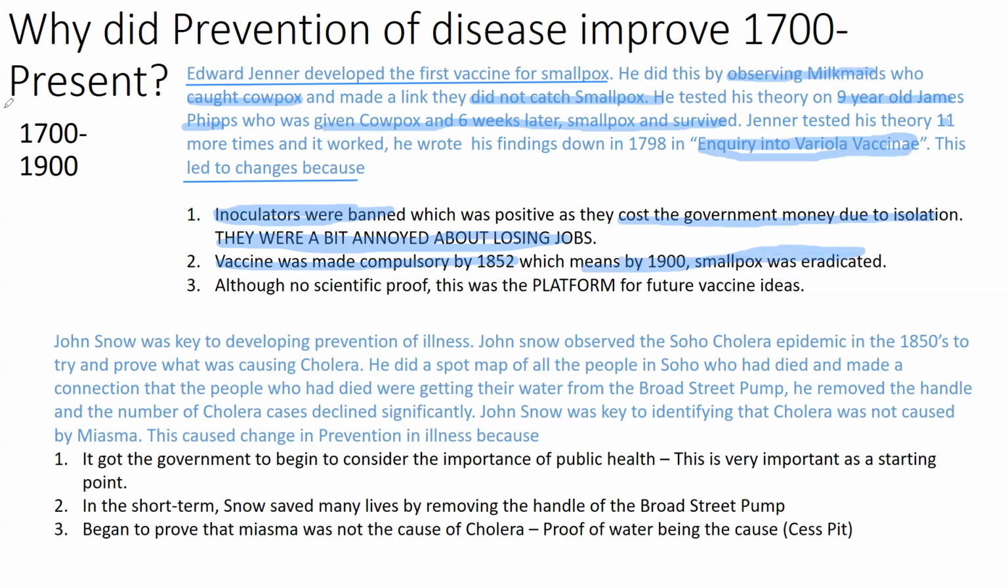And then I think this is quite an important point here. Although there was no scientific proof, Edward Jenner's was purely an observational finding. This was the platform for future vaccine ideas. What I mean by that is that around 1860, we started to develop vaccines. So Pasteur developed a vaccine for chicken cholera, and that in itself began the process of vaccines.